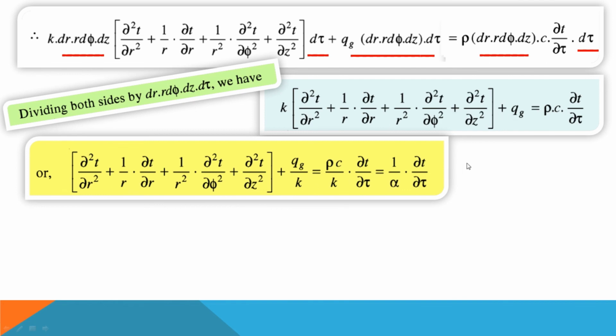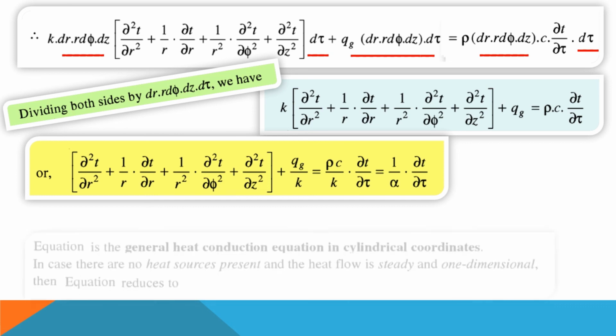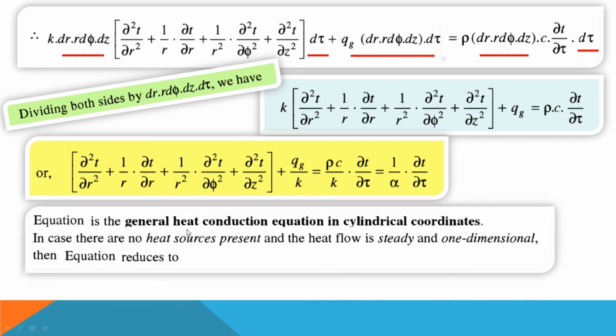qg by K, and we know that K by rho c is called thermal diffusivity, but here rho c by K is there, so it is equal to 1 upon alpha. The equation of alpha is K by rho c, so here rho c by K is equal to 1 upon alpha. So this is the simplified equation, or we can say the general equation of heat conduction for cylindrical coordinate. This equation is a general heat conduction equation in cylindrical coordinate.